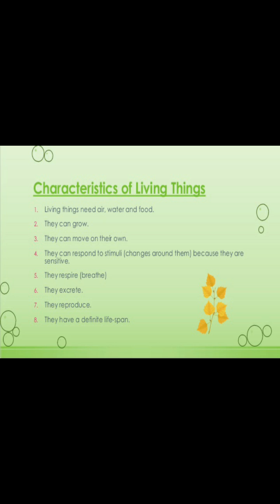Next one, they excrete. The waste materials we are excreting, we are throwing out in many ways. They reproduce, so from one generation to the next generation. So we call Neha mother. She is the daughter of Neha, like this. But a chair, this is the daughter of this chair, we can't tell. Next one, they have a definite lifespan. So for animals, each animal has a different definite lifespan.